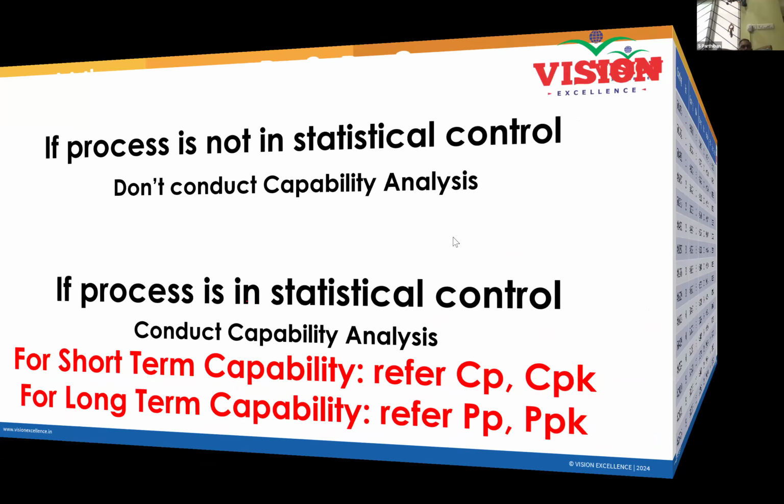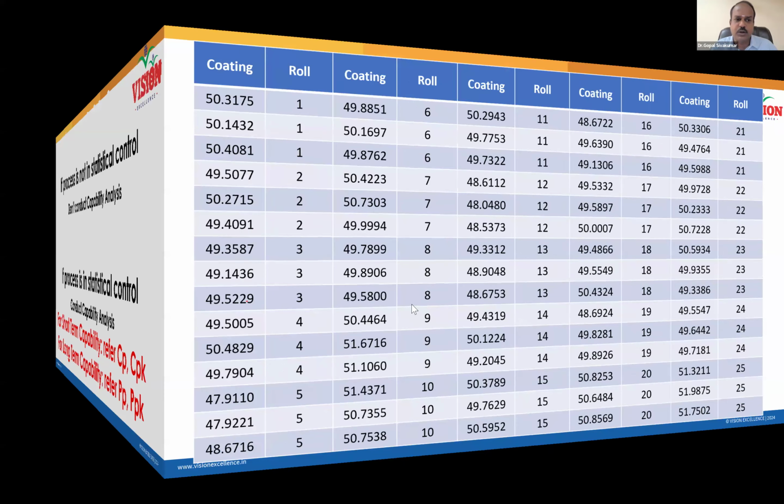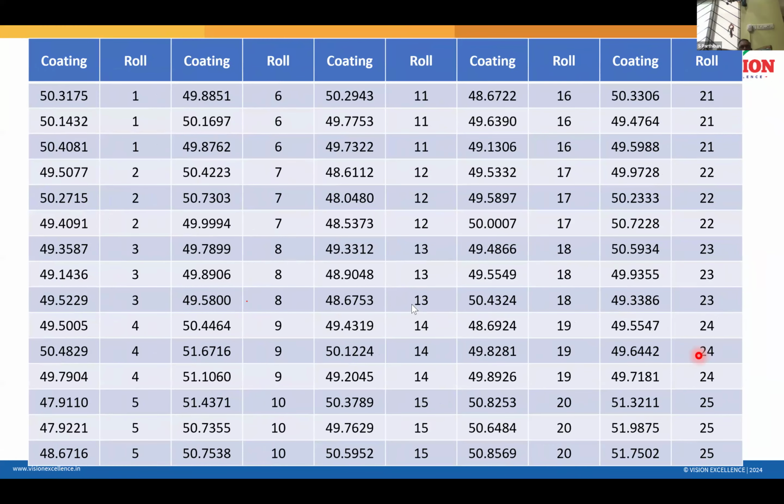Okay. Now, an example, a case study. Imagine a company has to produce a component, a metal plate on which some coating is done. The coating thickness should be 50 microns plus or minus 3. Now, what is the upper spec? 53. And the lower spec is 47.